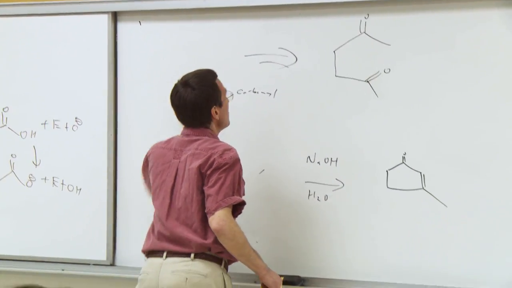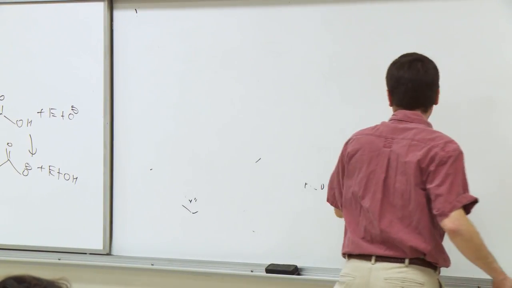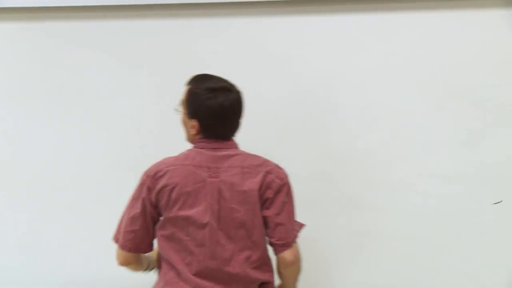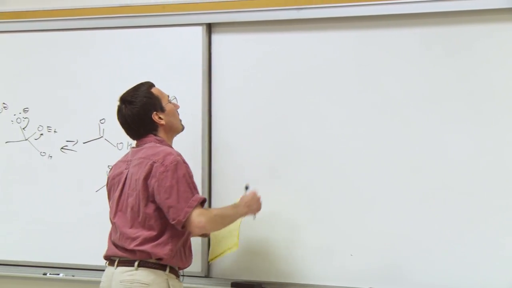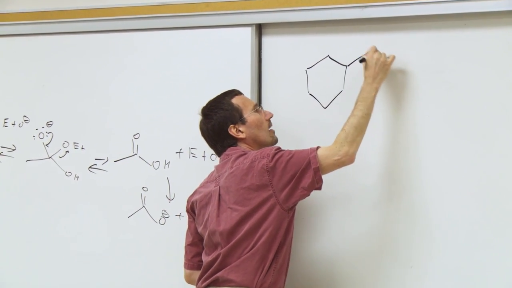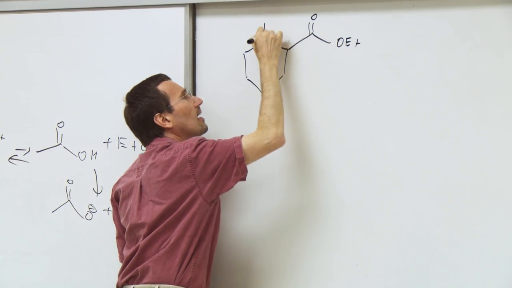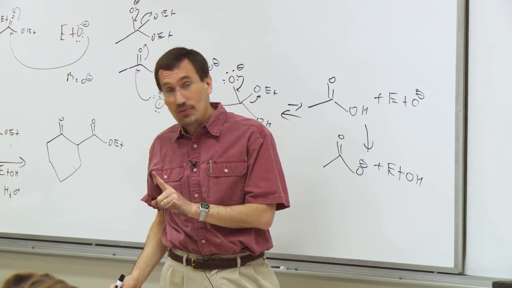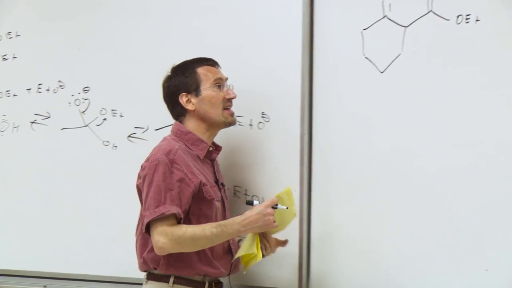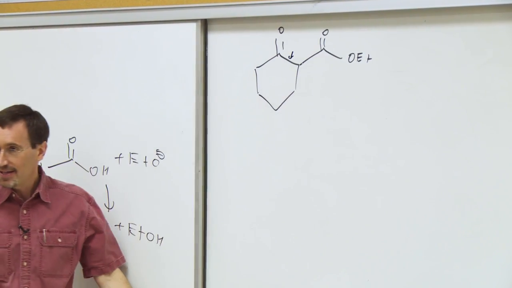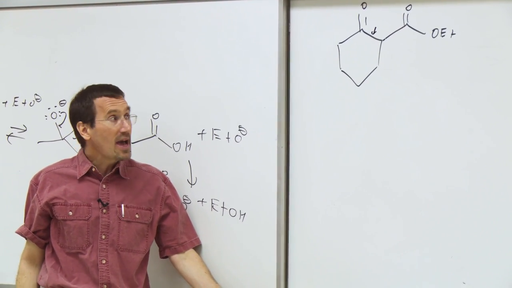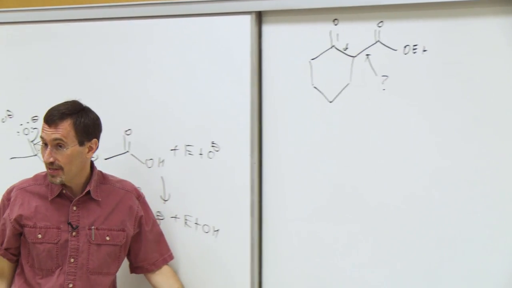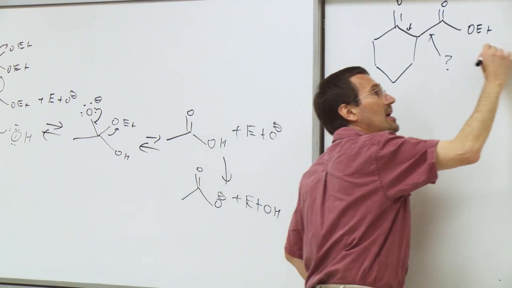If you have been paying attention, you may notice I've just pulled a fast one on you. And here's the fast one I've pulled on you. I've chosen one of the bonds between an alpha and a beta position. I have conveniently chosen this bond in taking this molecule apart. And you can look at this molecule and say, oh, wait a second, what happened if he chose this bond? And so let's do that.